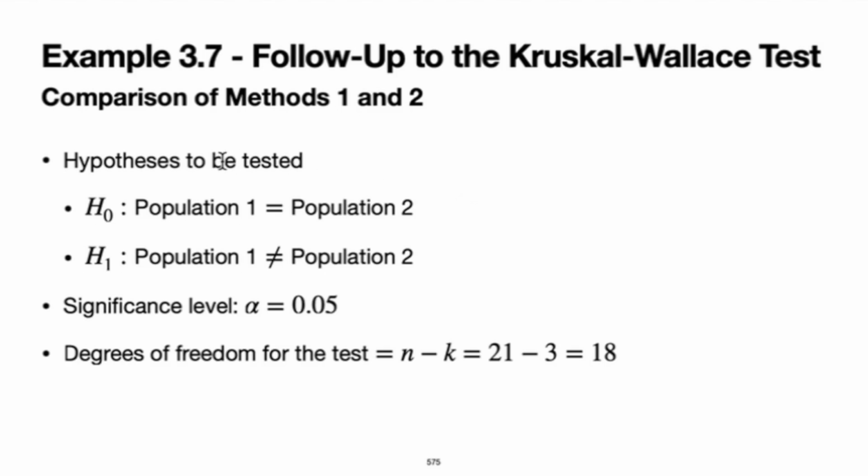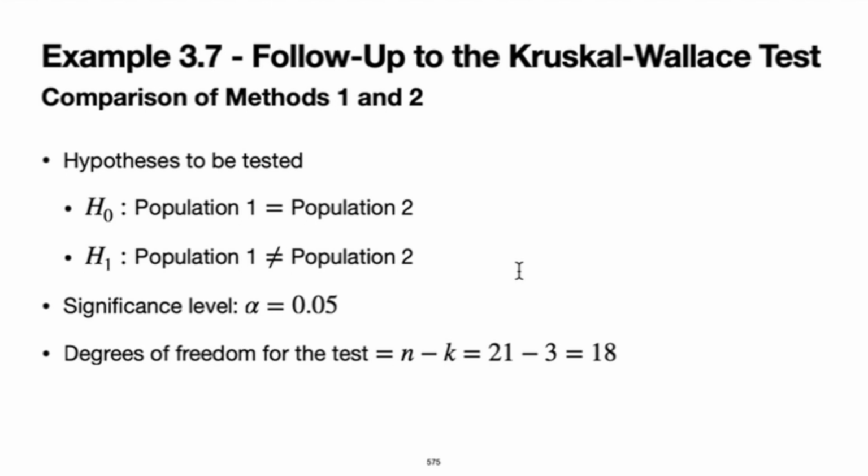We could also express this as method 1 equal to method 2 for the null, and method 1 not equal to method 2 for the alternative. All right, but you understand what this represents. We're wanting to compare these methods, and the populations that we're talking about here are the populations of scores that students obtain under the various methods.